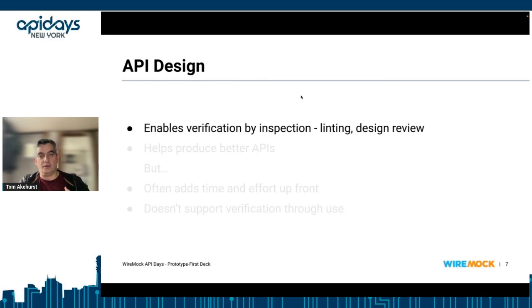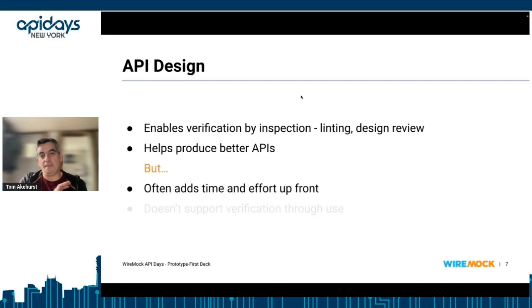And like we talked about earlier, designs are verified by inspection. So in this case, API designs, we have design review by human beings. We have linting and other kinds of governance tooling and rules that we can apply to our API designs, and we can inspect, and we can estimate the suitability of the API for use by our customers or users. And undoubtedly, this helps produce better APIs.